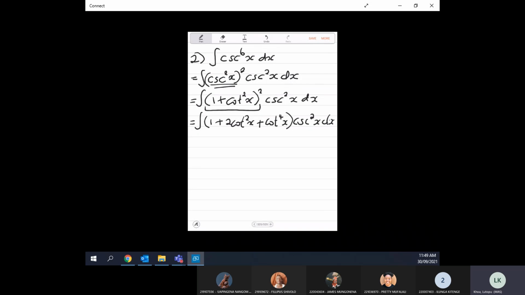So now we can multiply out our brackets. This is the integral of cosec squared x plus 2 cot squared x cosec squared x plus cot to the power of 4 of x with cosec squared x, and this is all with respect to x.